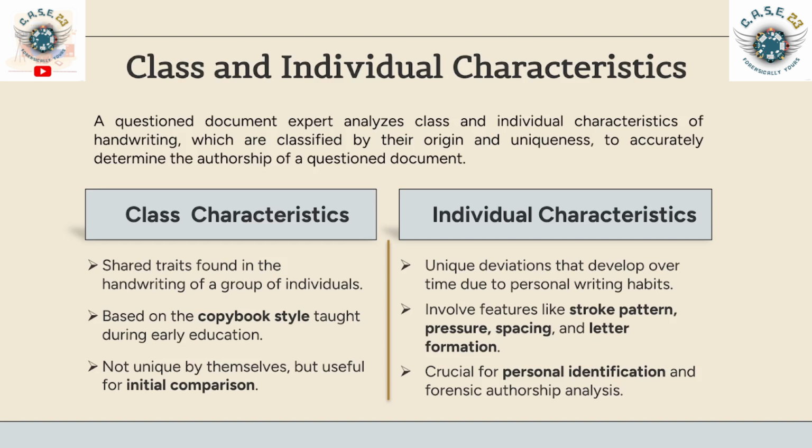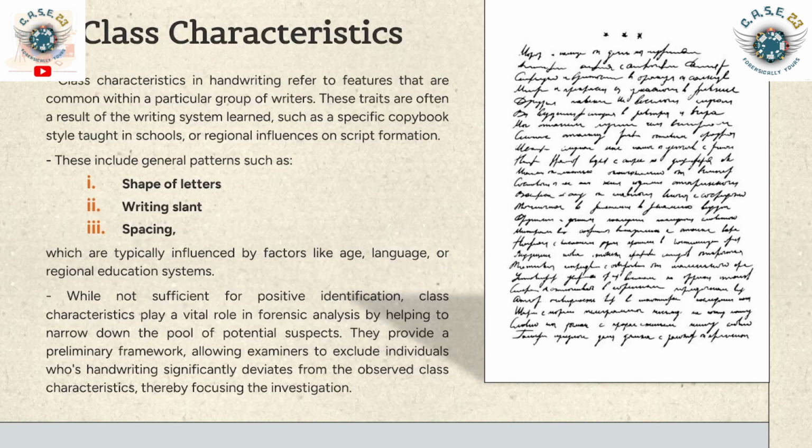Now these characteristics are very individual. You will have your own personal characteristics that may and are different from any other individual. And in forensic science, this is gold. This is like literally gold. These individual traits are crucial for personal identification, and they help experts say, yes, this person wrote it, or nope, this doesn't match. Now let's dive deep into class characteristics.